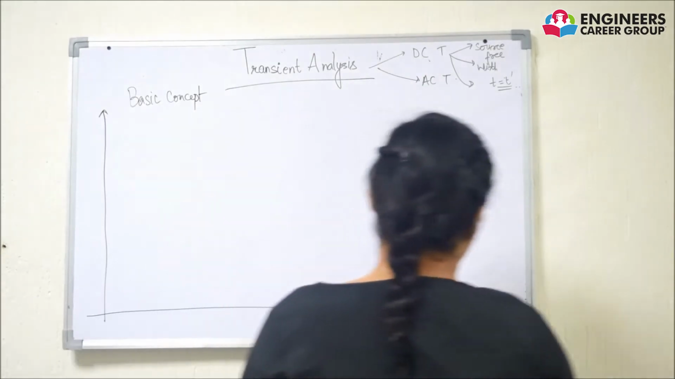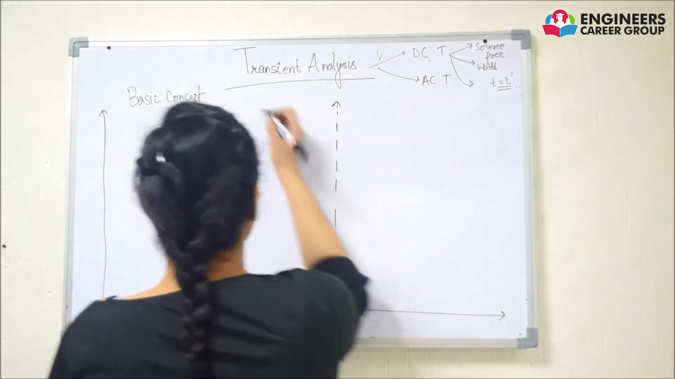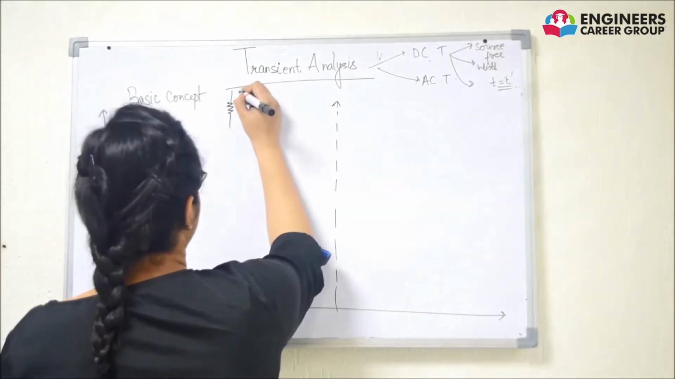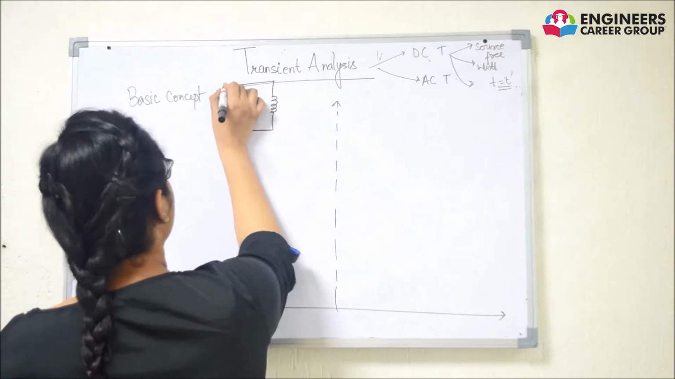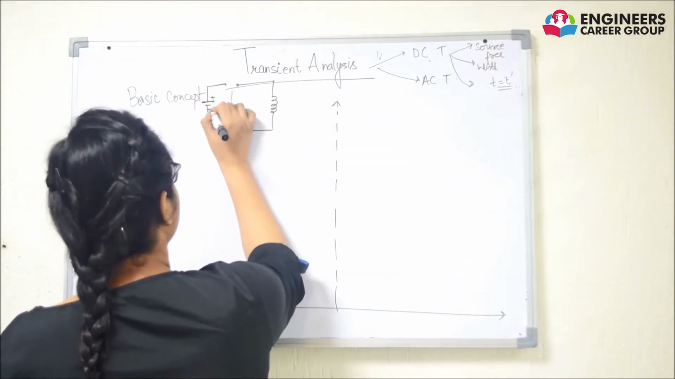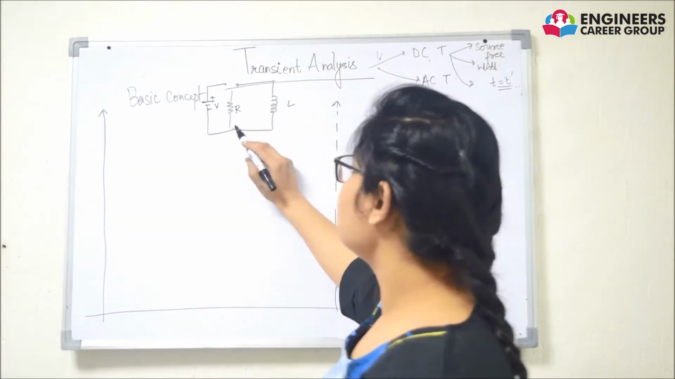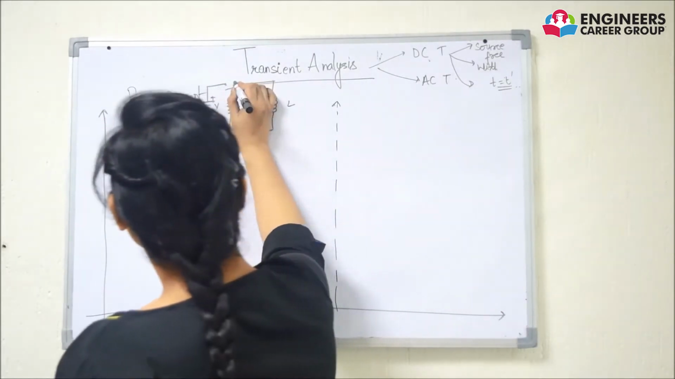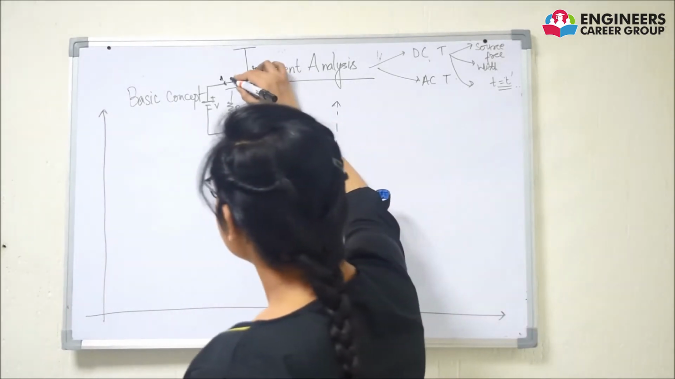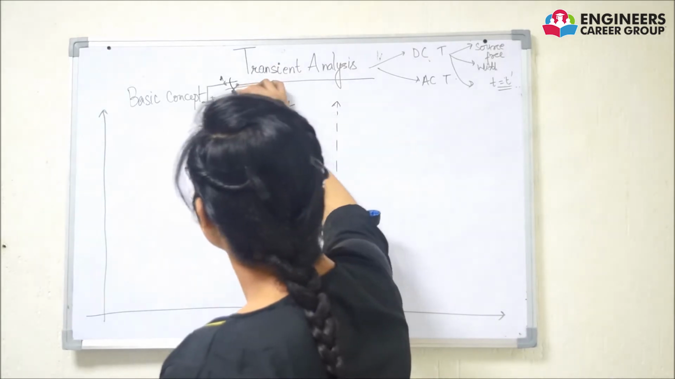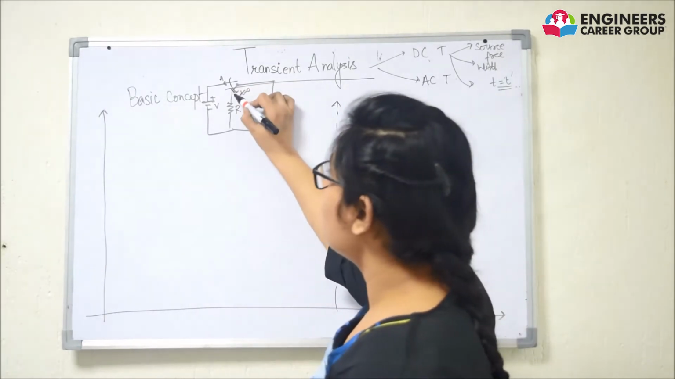Suppose I assume that we have this circuit in which we have first of all a switch which is connected to point A before time t is equal to 0, and at time t is equal to 0 this switch is shifted to the other side. This circuit at t is equal to A and at t is equal to B.